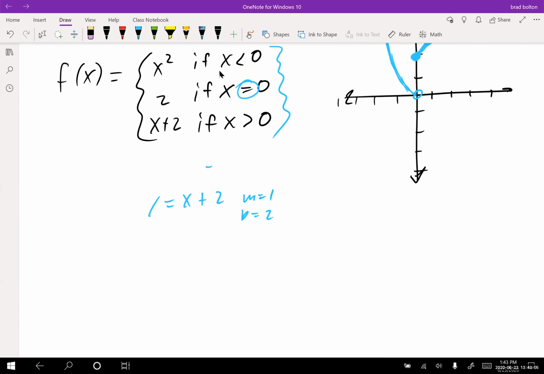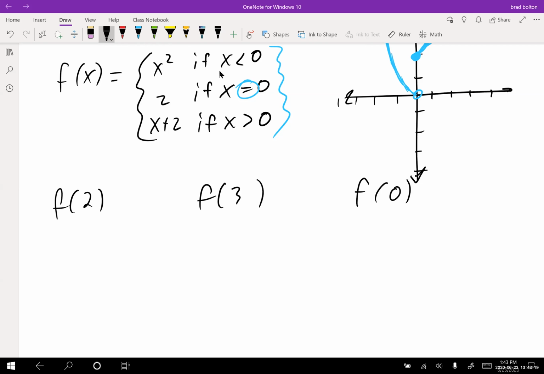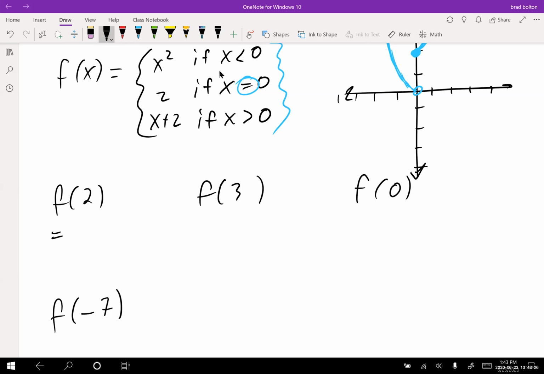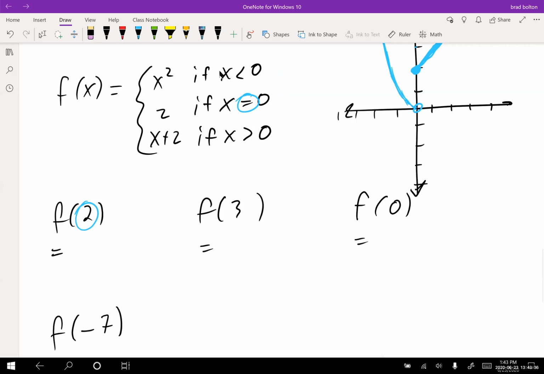So now follow-up questions would be like this. Somebody would follow up and say, okay, for the function above, find f of 2, find f of 3, find f of 0, and then maybe f of negative 7, okay? So what we do is there's only one answer for each. You have to decide which function you use. So when x is 2, which one of these domains talks about x being 2?